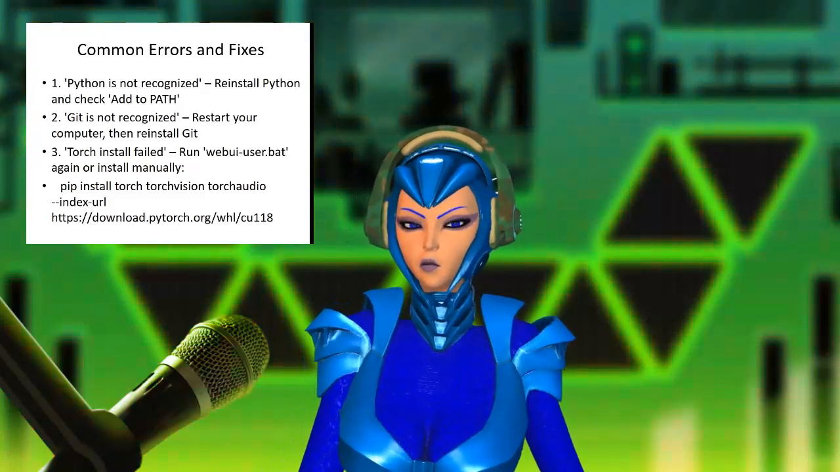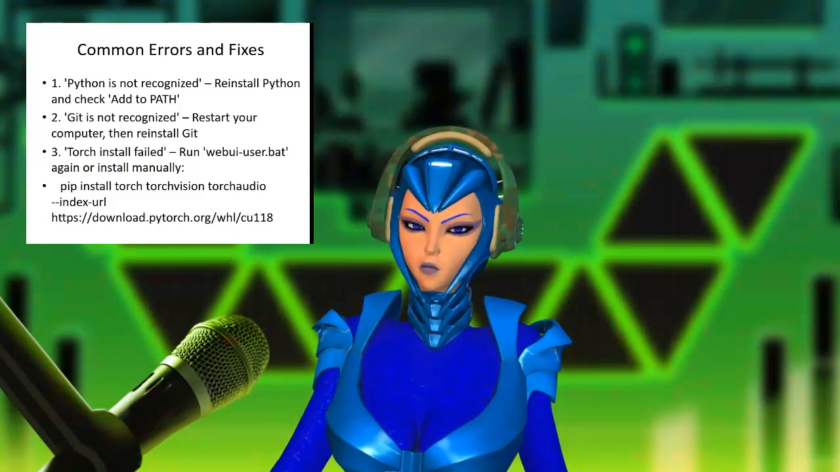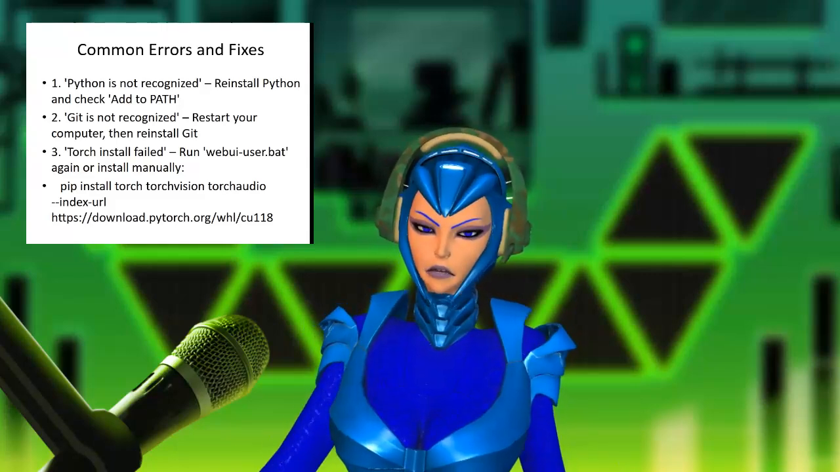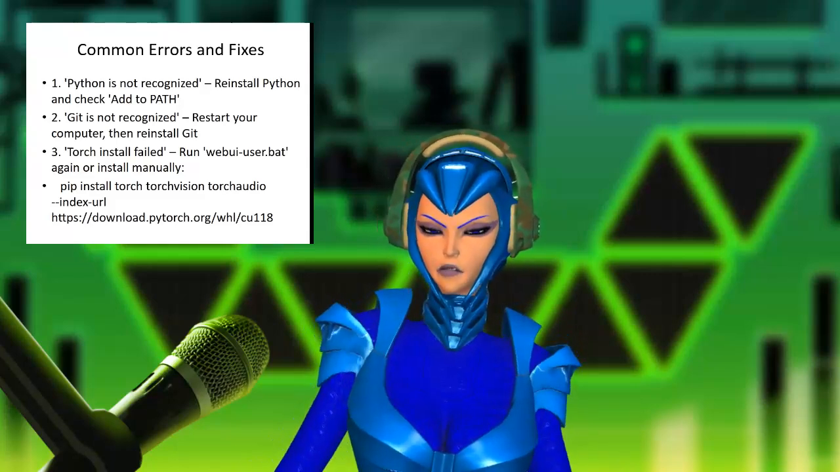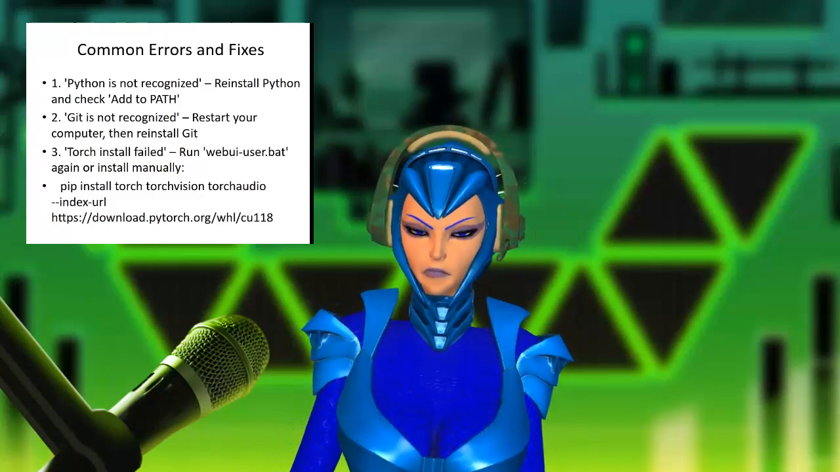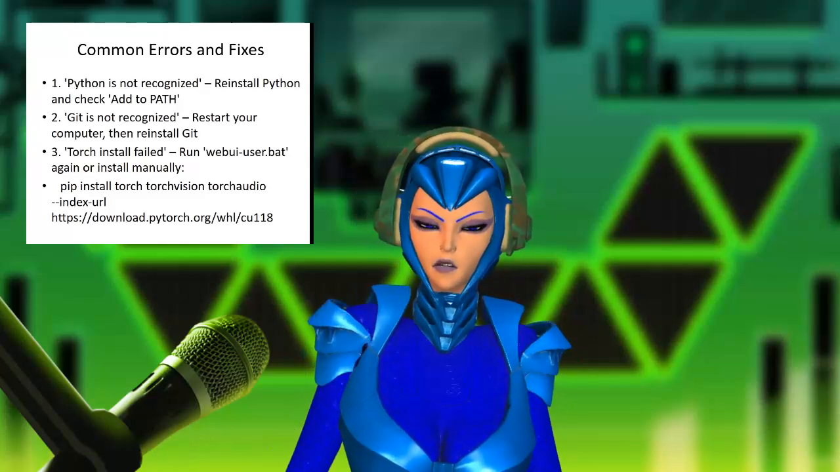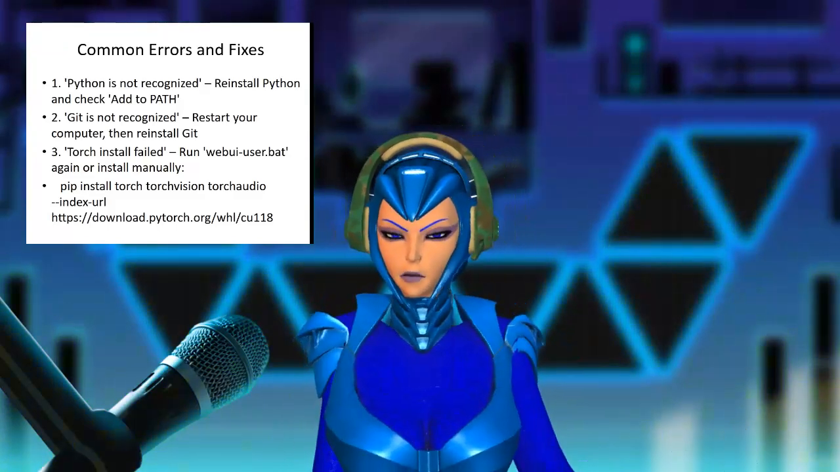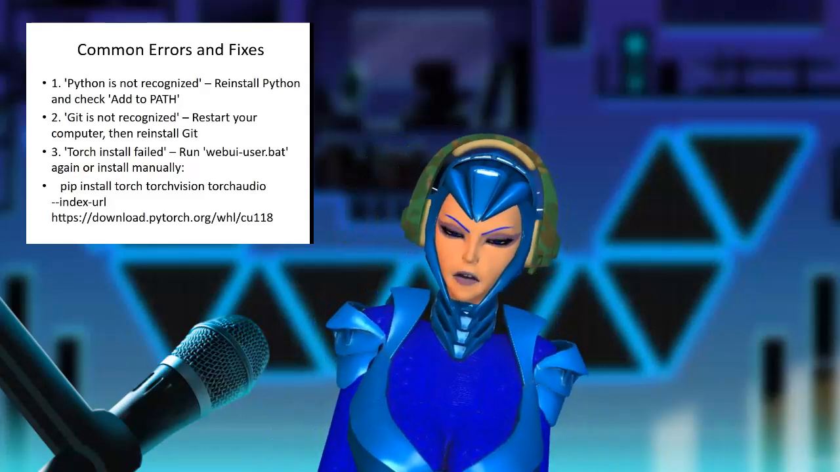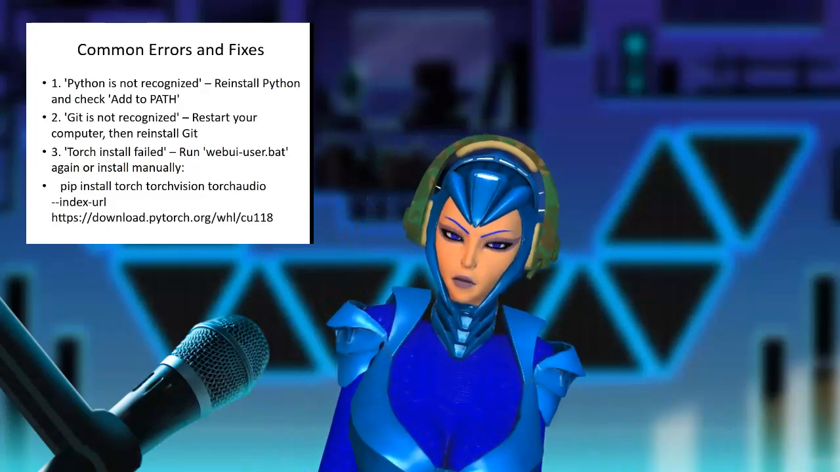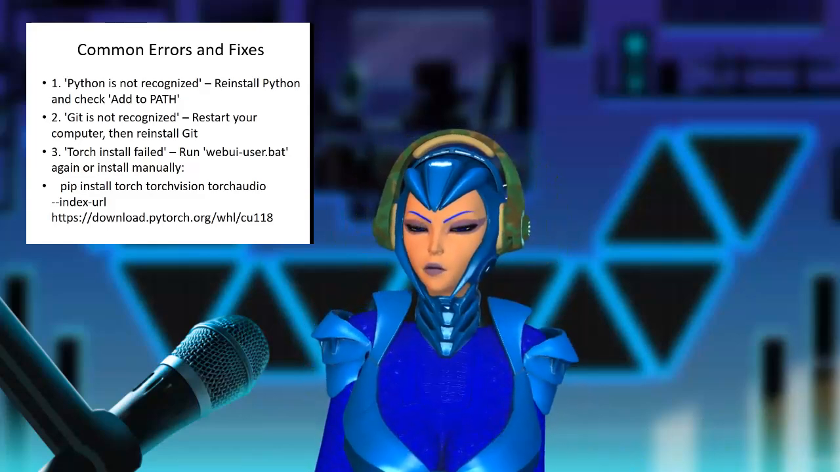webui-user.bat again or manually install Torch with this command: pip install torch torchvision torchaudio --index-url https://download.pytorch.org/whl/cu118. Error: Stable Diffusion is stuck loading forever. Problem: your PC doesn't have enough VRAM or the installation is corrupted. Fix: try running Stable Diffusion with the --medvram option or reinstall it. If none of these fixes work, don't worry, I'll provide a full troubleshooting guide later on.